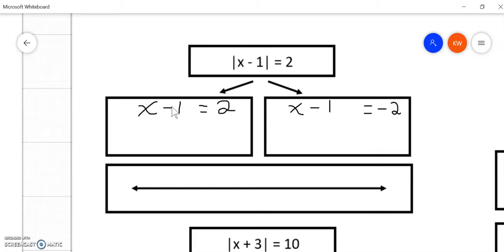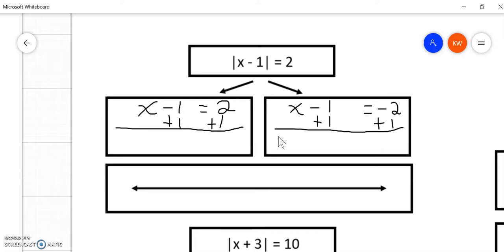So obviously right now, x is being subtracted by 1. The opposite of that is us adding. Ooh, sorry, my fault. That's supposed to be a 1. Adding by 1. So I'm going to add both sides of my equation here by 1. Now both of these will give us a different solution.